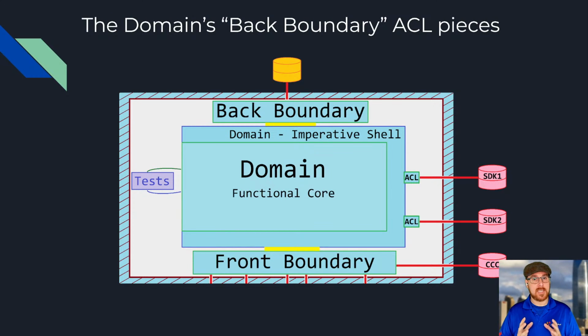And then you ACL it. You have this anti-corruption layer where you can make those calls, and then you can translate them into domain models, and then you can pass those domain models into your functional core to do functional stuff with it. You get that back. You pass stuff into your own database through the back boundary. The domain's back boundary isn't literally just for its own database. That's also anything that's reaching out that it doesn't control, for SDKs and things like that.